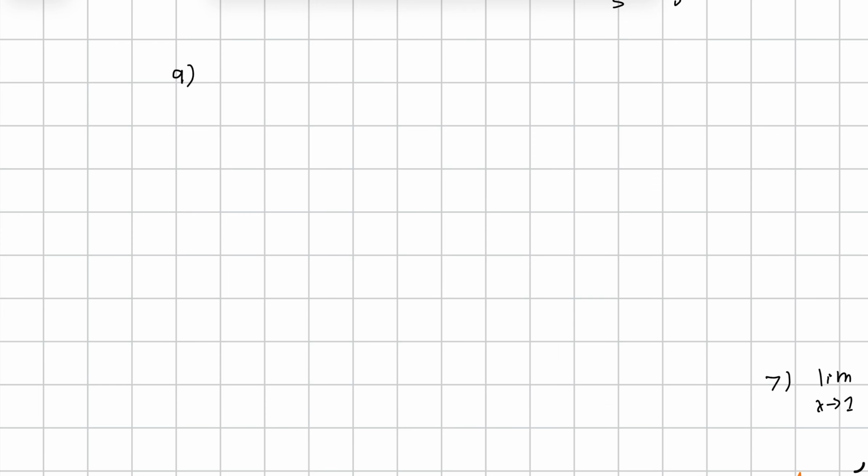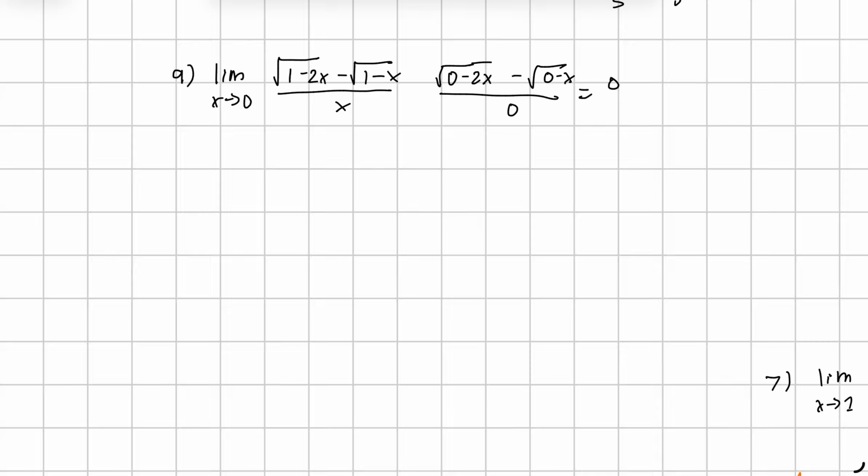Let's say we have the limit as x approaches 0 of the square root of 1 plus 2x minus the square root of 1 minus x, all divided by x. So if you substitute in, you're just going to get the root of 0 plus 2x minus the root of 0 minus x, all over 0. That's going to be an indeterminate form. So we are doing the conjugate strategy again. So we can multiply the top and the bottom by this.